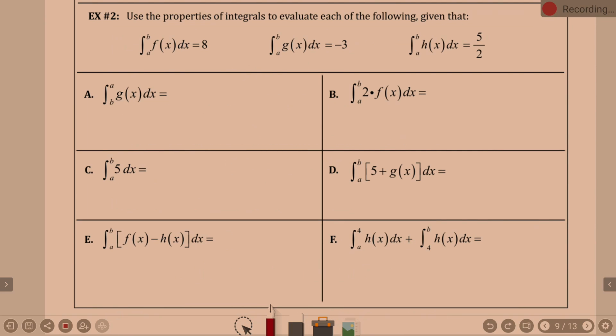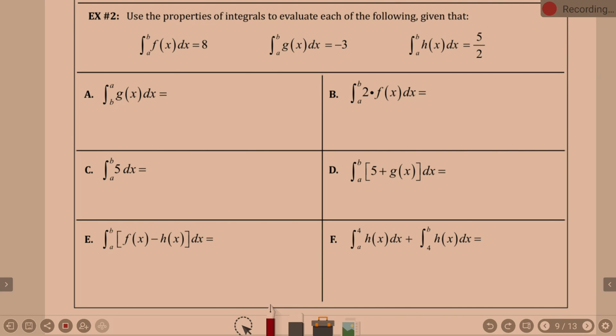Okay, we're not looking at a picture this time. We're looking at given integrals. So use the properties to evaluate each of the following. So we're given that the integral of f from a to b is equal to 8. The integral of g from a to b is equal to negative 3. And the integral of h from a to b is equal to 5 halves. So we're going to use our properties here.